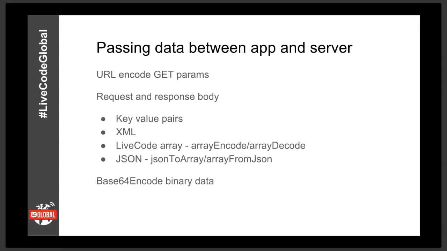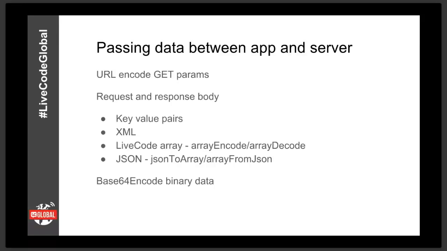But as you see, that's maybe not so portable. It's fine if it's a LiveCode app, both client and server side, but you might come into contact with third-party APIs which are written in another language, and they'll probably use a more standard format. That could be XML, it could be key value pairs, or more commonly these days, JSON. JSON is just a way of encoding data, very similar to array encode and array decode, but slightly human readable. Within LiveCode we have the functions array to JSON and JSON to array, which will do exactly as they say: convert a LiveCode array to JSON, and convert a JSON blob back into a LiveCode array.